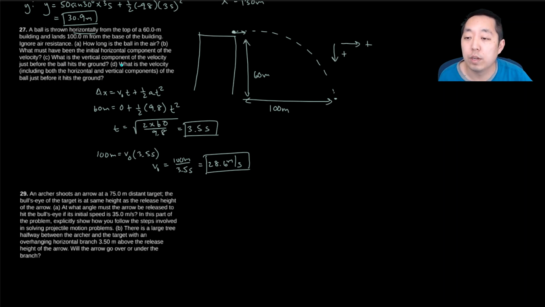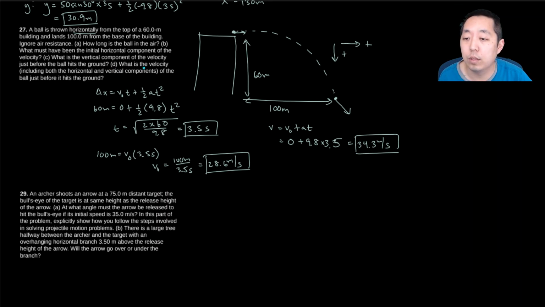C, what is the vertical component of the velocity just before the ball hits the ground? At this point it's going to have some component of velocity in this direction. We can use v equals v naught plus at, because in the vertical direction it started at 0, and we know it's been in the air for 3.5 seconds. That gives 34.3 meters per second.